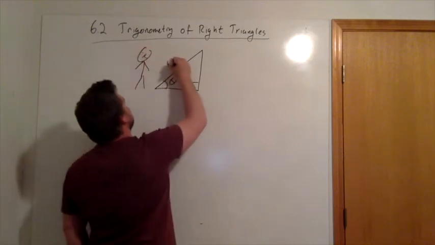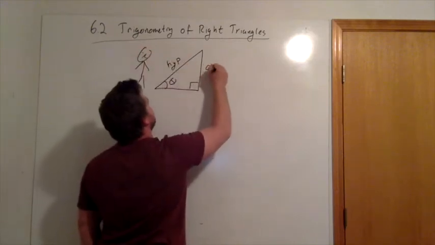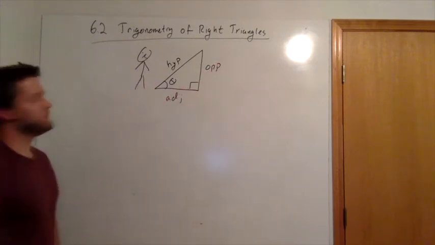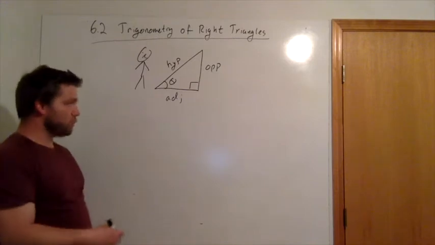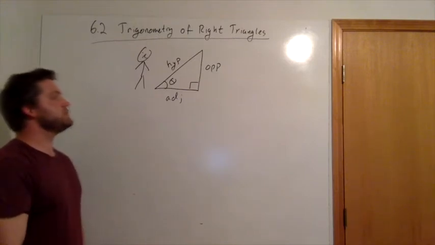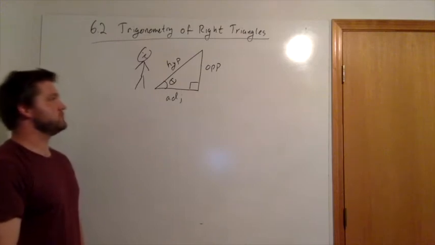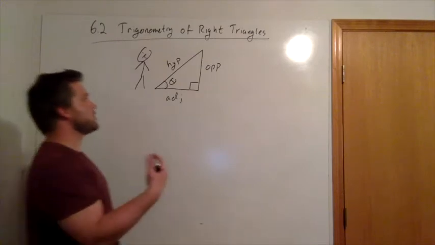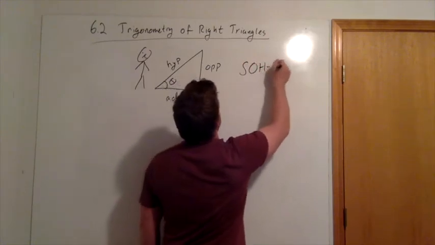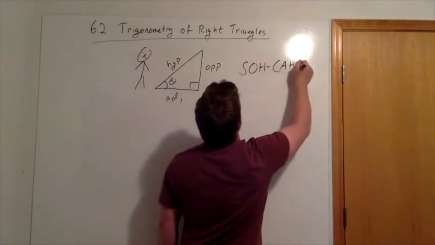This will be the hypotenuse. This will be the opposite, and this will be the adjacent. Now the first three trig functions, the most important ones, are sine, cosine, and tangent. Now to remember the definitions of these trig functions, there's a common memorization trick called SOHCAHTOA.